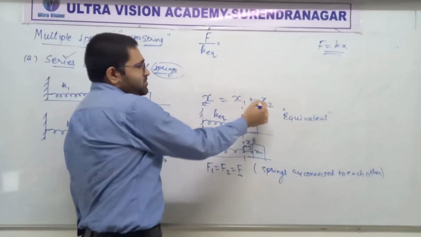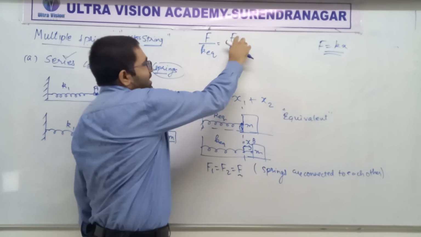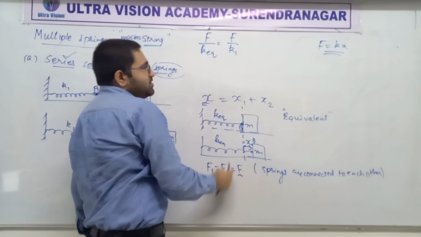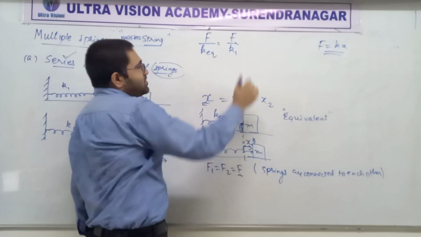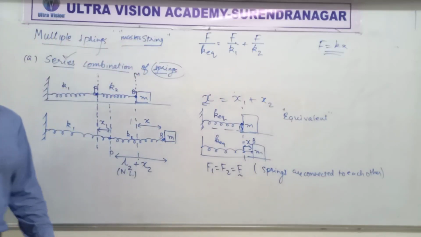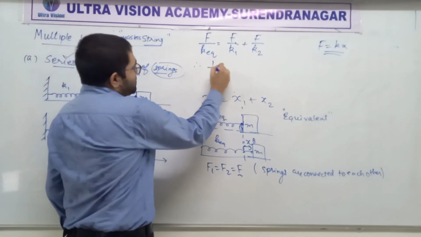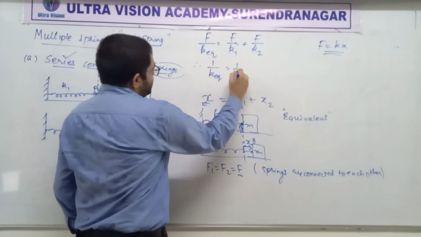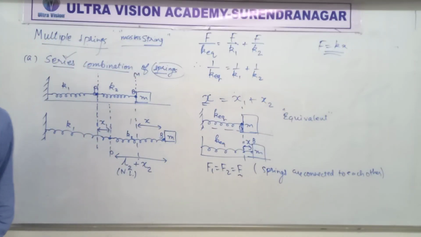Then this is equal to x1 plus x2. What is x1? F1 by K1, but F1 is the same as F. I repeat, it was F1 by K1, but F1 is the same as F. Similarly, F2 by K2, but F2 is also the same as F, because the force is the same everywhere. Okay, what's cancelled? 1 by K equivalent is 1 by K1 plus 1 by K2 is what we get by cancelling the force. Okay? Understood this?